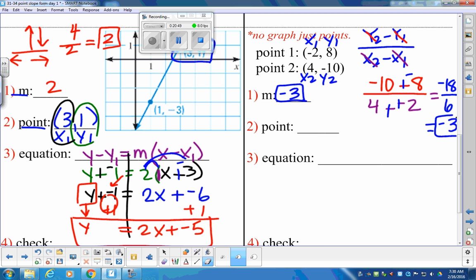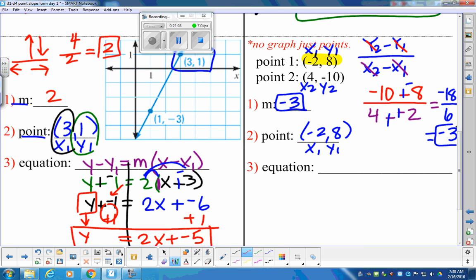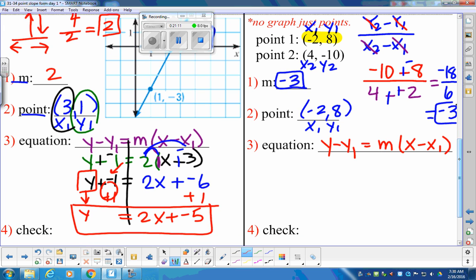Point. I need to pick one data point. I have two to choose from. Either one is fine. I'm going to pick the first one, negative 2, 8. You totally could have picked the other one. That's fine. We'll end up with the same answer when we're done. You got to work it all the way through, though, before that will happen. Equation is y minus y1, the slope is m, x minus x1.